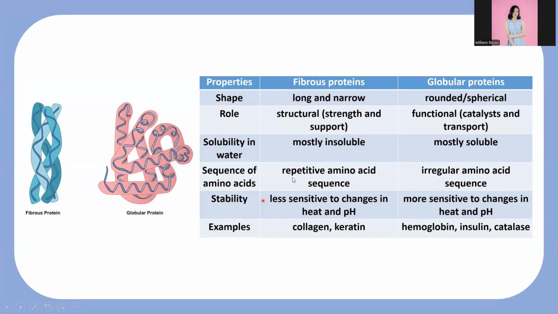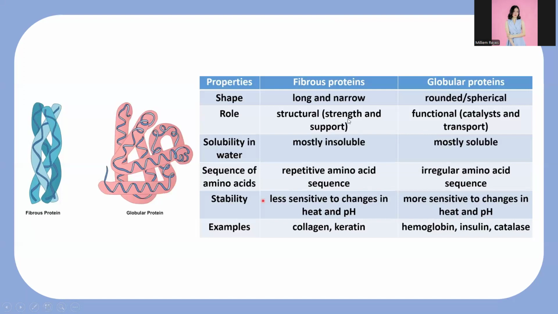Sequences of amino acids in fibrous proteins, usually they're repetitive. Kaya their 3D structure is more elongated kasi repetitive lang naman. While globular, usually irregular. So magfo-fold in siya on itself. Fibrous proteins are less sensitive as well to changes in heat and pH. That's why they're very good as structural support in comparison to globular proteins, which are more sensitive.